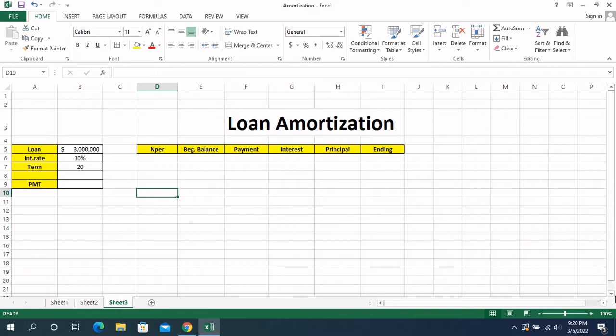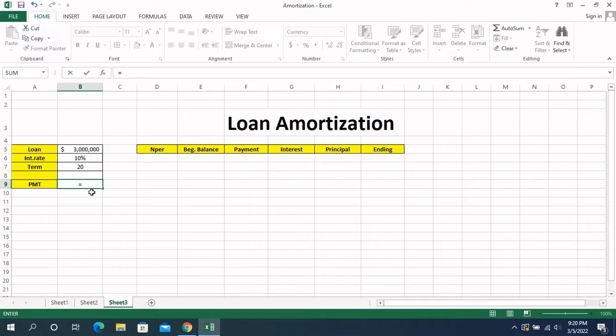When we take a loan, we have to pay back the amount with interest, right? So by doing loan amortization, we get to know how much of our installment is the principal amount and how much is the interest payment. Suppose we have taken a loan of 30 lakhs at a 10% interest rate, and the term is 20, meaning in 20 installments you have to pay back the amount with interest. So from this, let's calculate the PMT, meaning the payment in each installment.